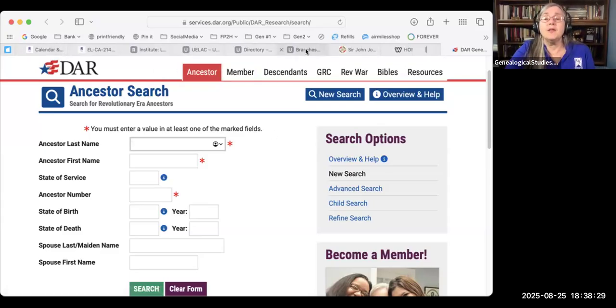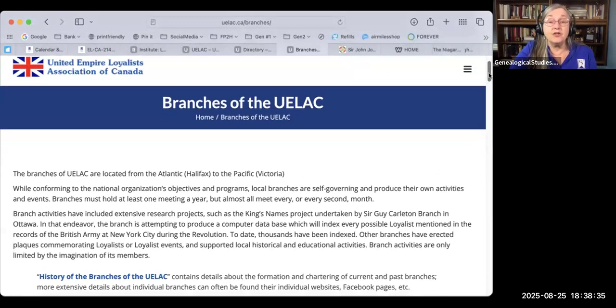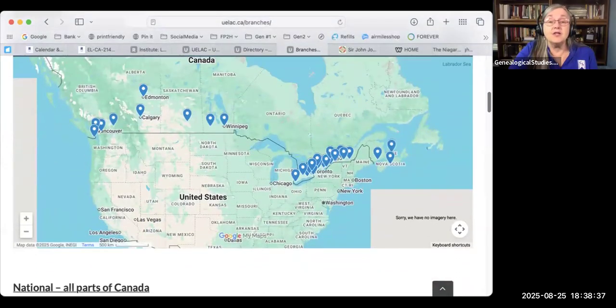Okay, one more thing that I was going to show you on the UELAC site is the branches. And these are all the branches. So even though the Loyalists mainly came here to this area, there are branches because their descendants moved. And so there are branches across Canada for the United Empire Loyalists Association of Canada.